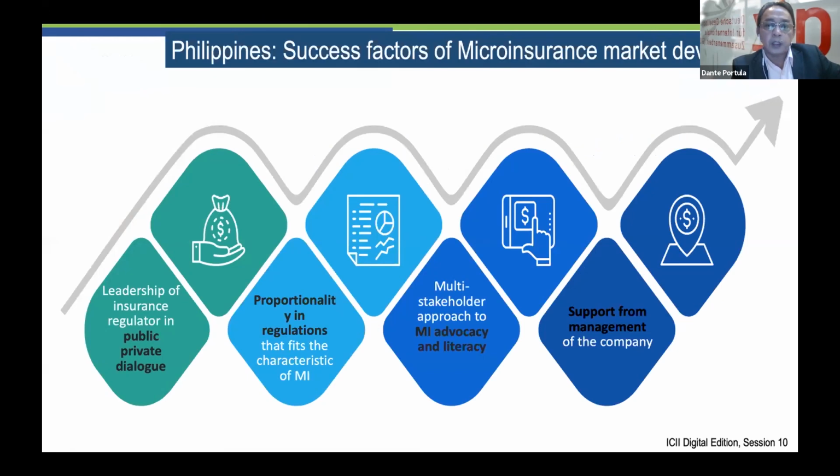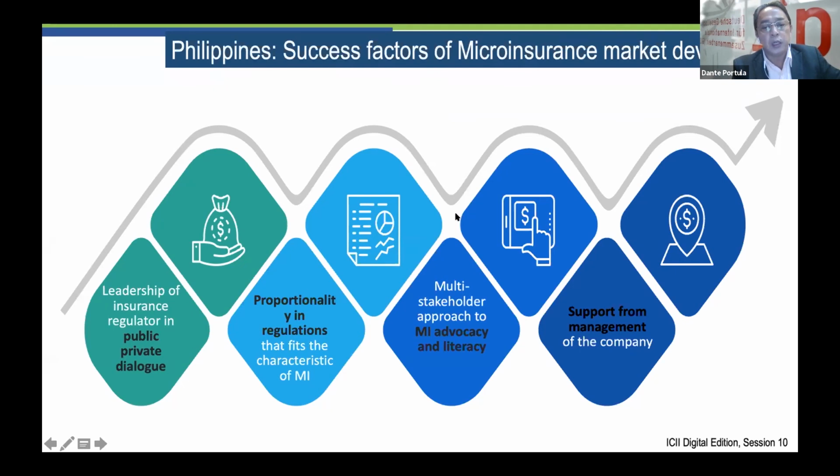I'll first start with the success factors in the Philippines, and before and after this, I'll also say the lessons learned. The driving success factors in the Philippines are public and private dialogue, leadership of the insurance regulator, consistent leadership from beginning until we see concrete results. I've already mentioned the proportionality, because this is also special to the characteristic of microinsurance. The multi-stakeholder approach, the advocacy approach, more than literacy, more than awareness. And then on the industry side, the support from management.